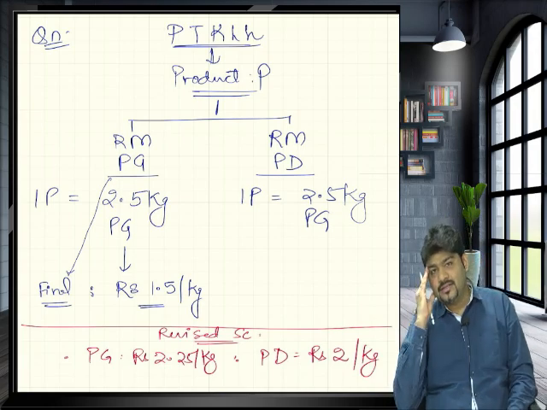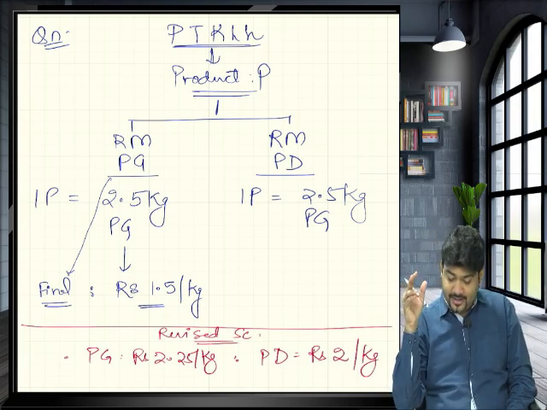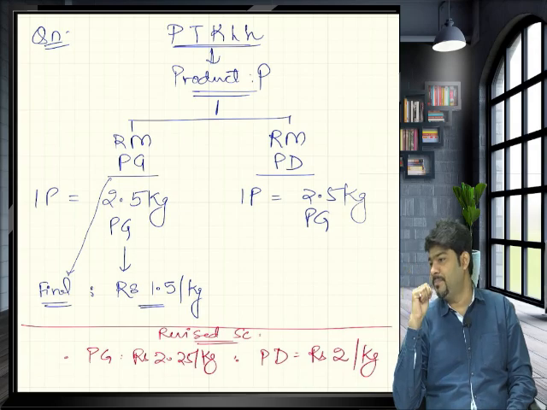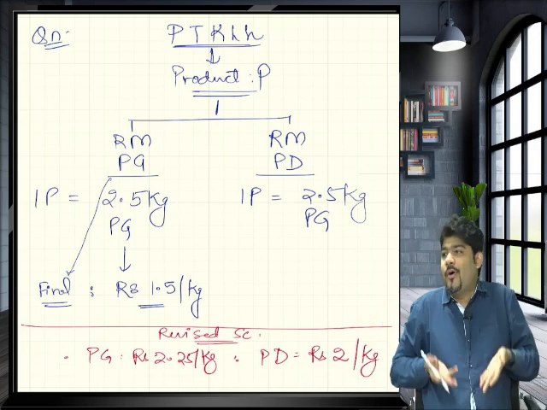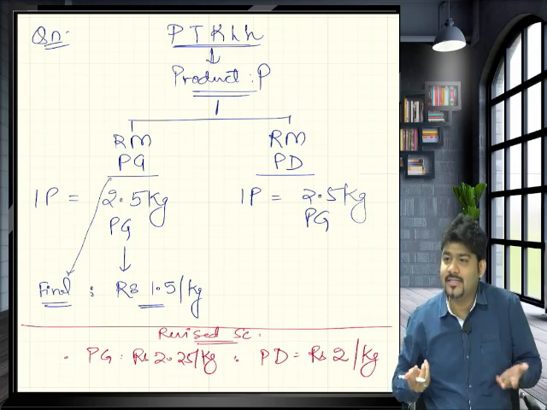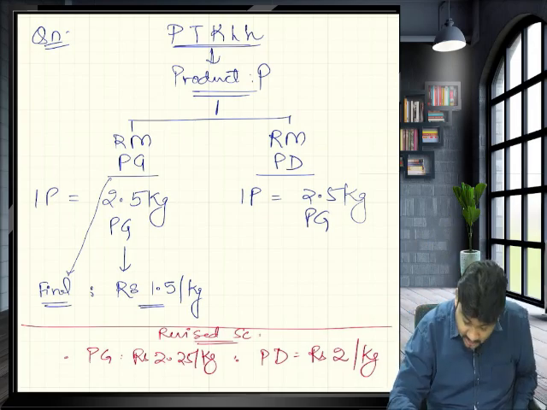So when we started the purchasing, at that point in time, the scenario changed and PD got cheaper. But we have made our whole manufacturing setup based on PG, so now I cannot change overnight. Are we understanding? Now let's see how things are going to work.